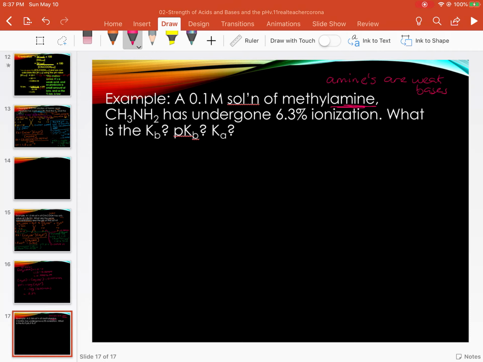Okay, so amines are weak bases. So again, they kind of look like ammonia, which is NH3. How else could you tell this is a base? We're asked to calculate pKb. B stands for base.